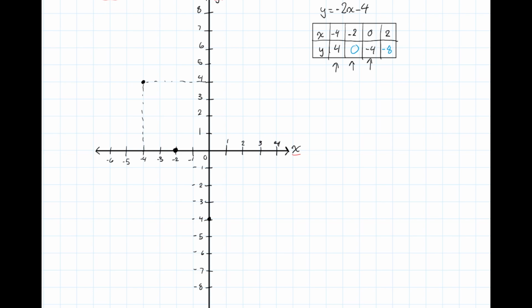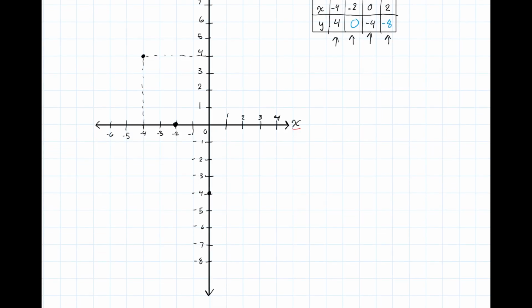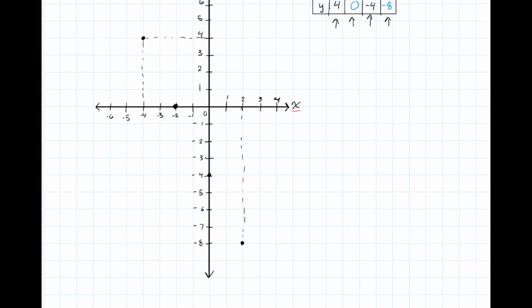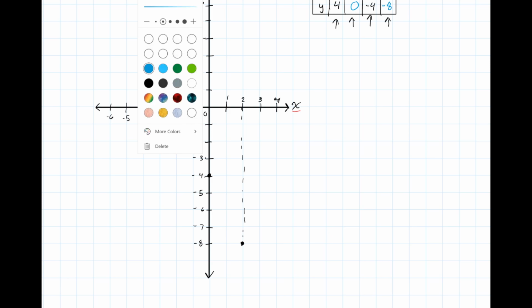And now we're going to complete our final column, where we start at the point x is equal to 2 and we go down to negative 8. So x is equal to 2, and then we're going to go all the way down to negative 8. Once we have all 4 of our points, all we need to do now is draw a line between them. So I'm just going to pull out a ruler right quick.